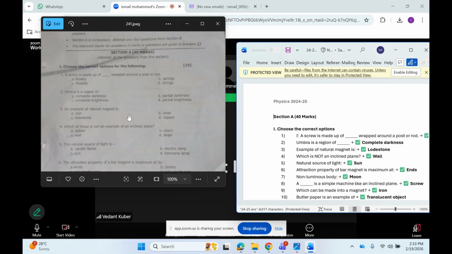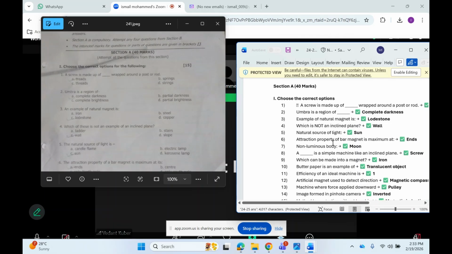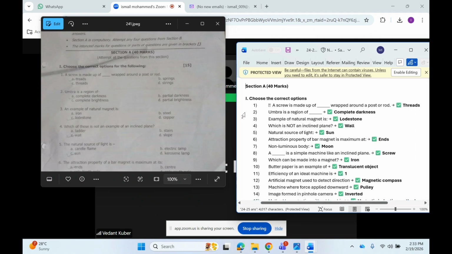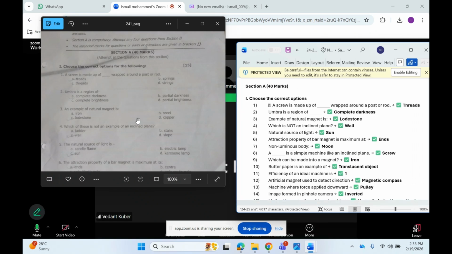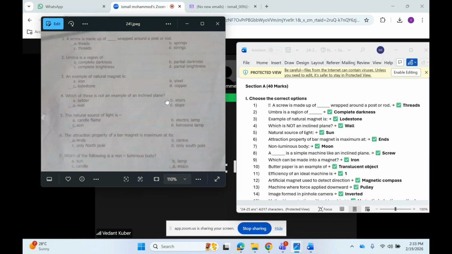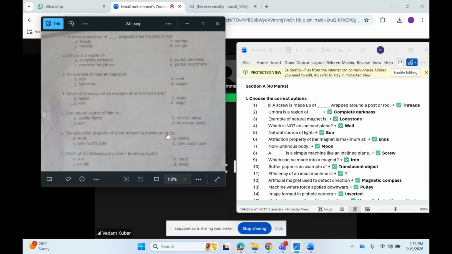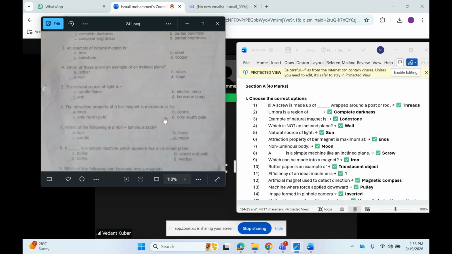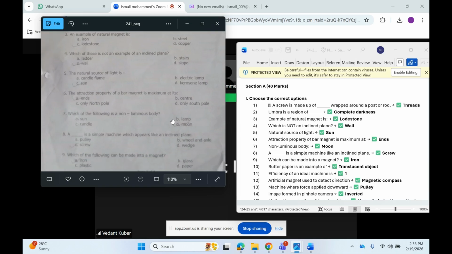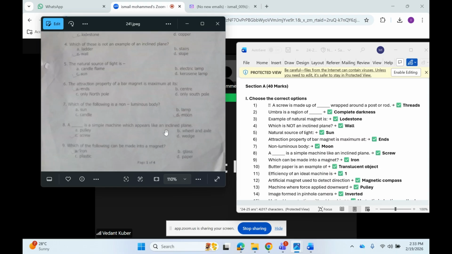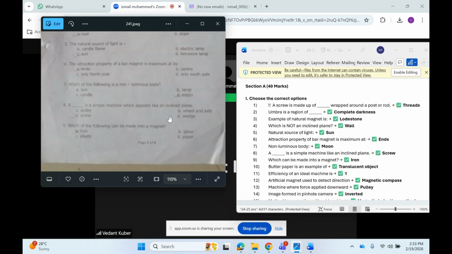A screw is made up of threads. Umbra is a region of complete darkness. An example of a natural magnet is called lodestone. It is also called lodestone. Just remember. Which of these is not an example of an inclined plane? Wall. The natural source of light is the sun. And the attraction property of a bar magnet is maximum at its ends.